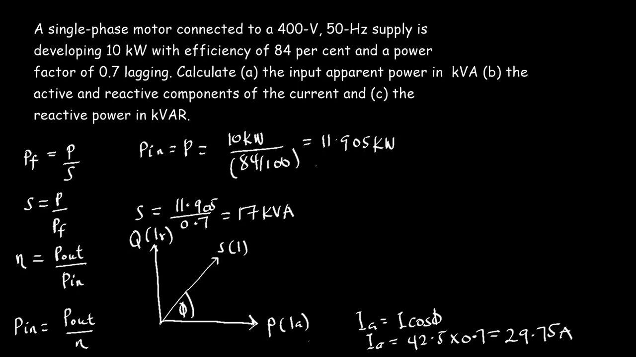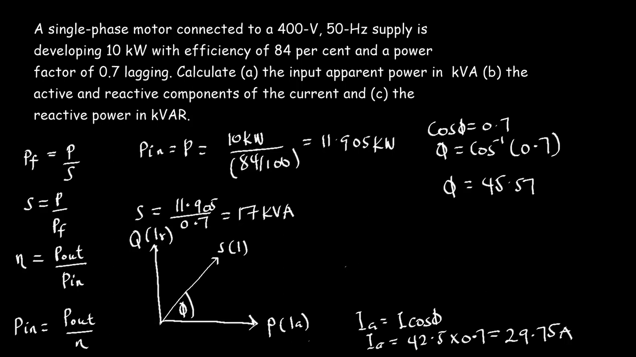To find the reactive component, one way to do this is to find the phase angle first. We know that cosine of phi, which is the power factor, is equal to 0.7. So to find phi, that will be equal to the cos inverse of 0.7. Let's find this value. Cos inverse of 0.7 gives us the phase angle, and that gave me a value of 45.57. So this is the phase angle.